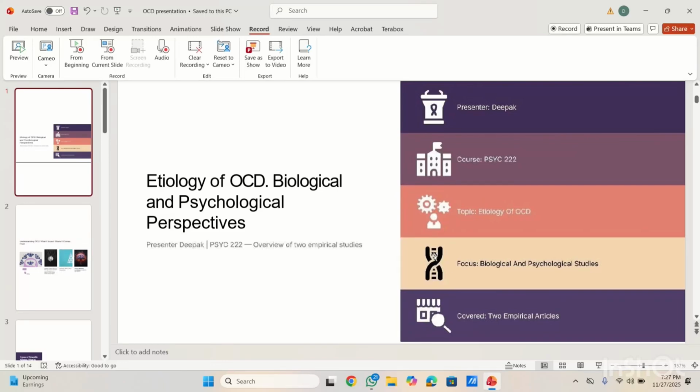Hello everyone, my name is Deepak and today I will be presenting my project on the etiology of obsessive compulsive disorder or OCD. My focus is on understanding what causes OCD from both a biological and a psychological perspective. For this project I have reviewed two empirical studies, one that looks at the brain circuits using fMRI and one that investigates important cognitive traits linked to OCD.